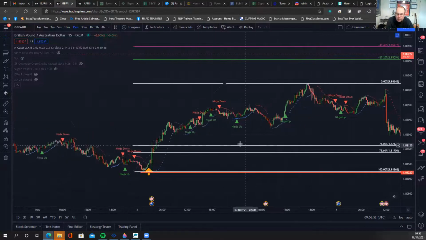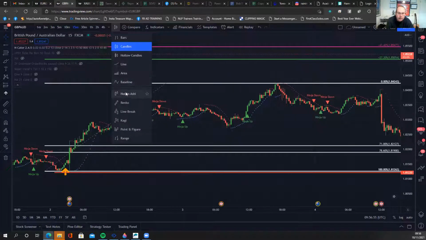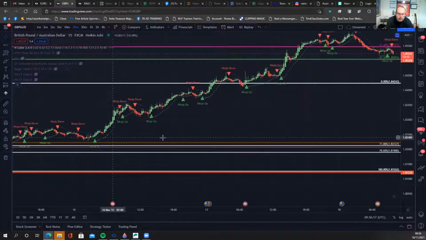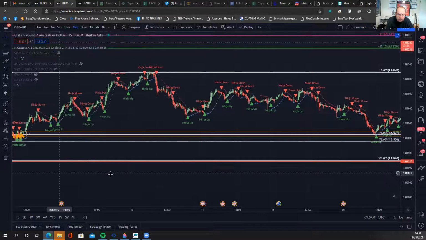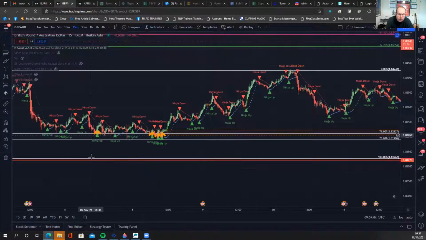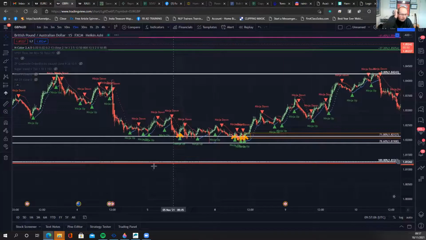So D at the bottom, I expect price to go up. Put it back on Heikin Ashi. Now, what I want you to notice is we have got... wow. Okay.